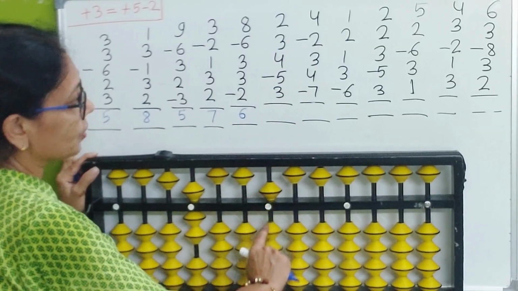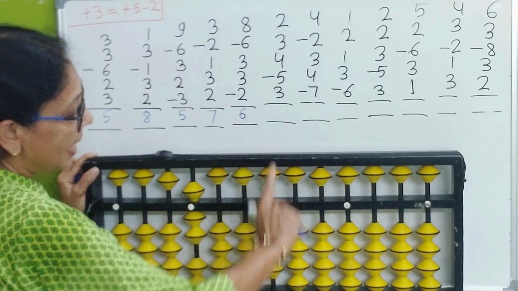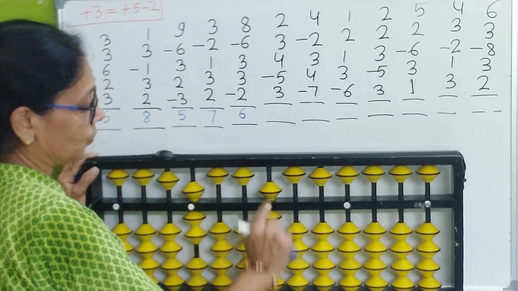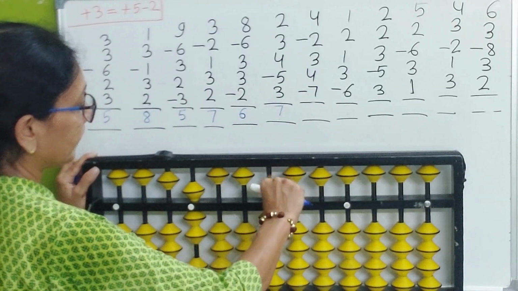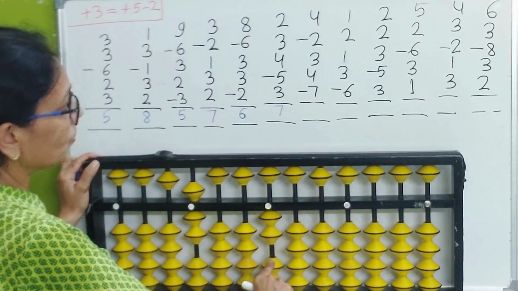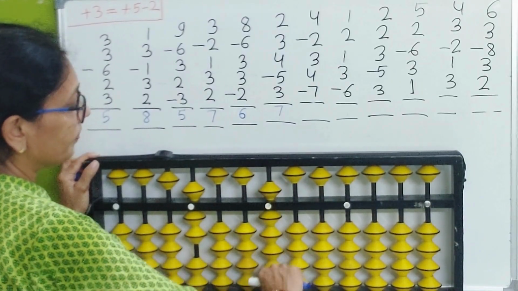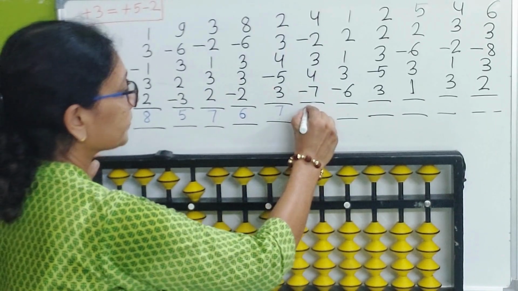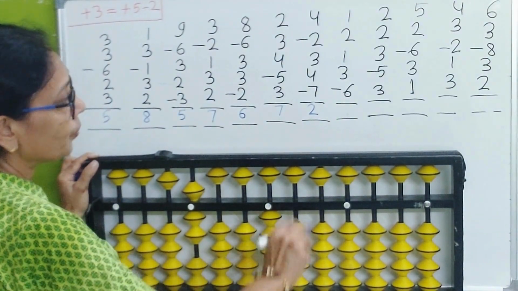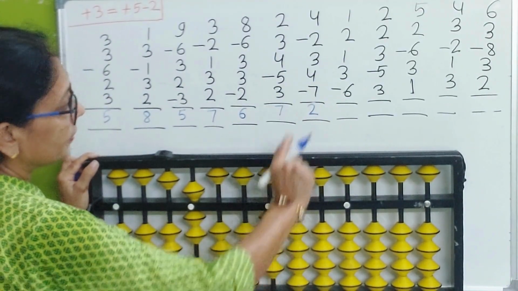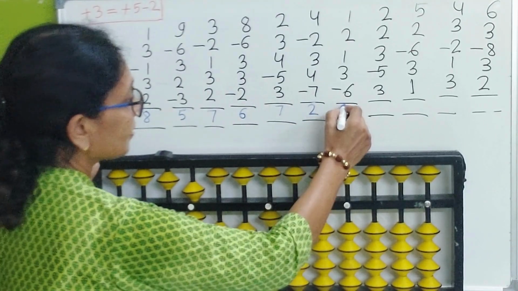Add 3: add 5 less 2. 4, less 5. Add 3: add 5 less 2. This is 7. 4, less 2. Add 3: add 5 less 2. Add 4, less 7. Now 1, 2. Add 1. 3. Add 5 less 2. Less 6. Answer is 1.